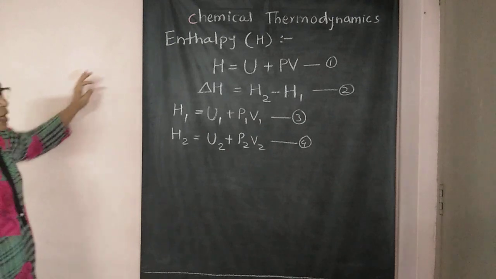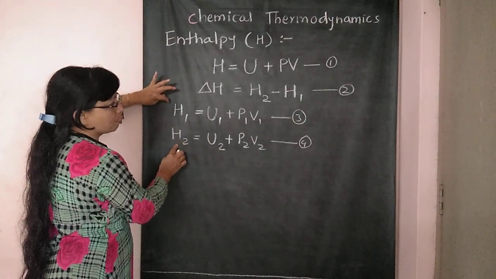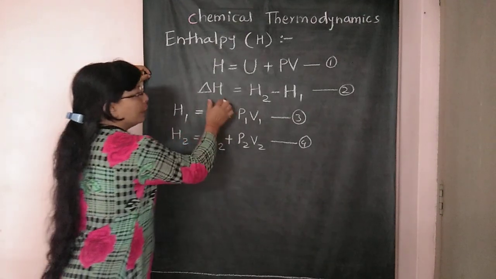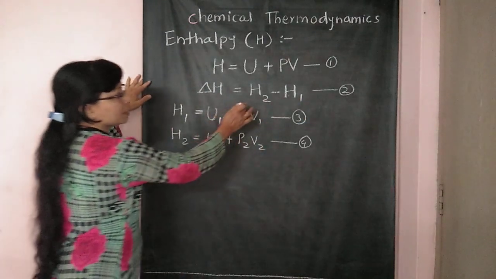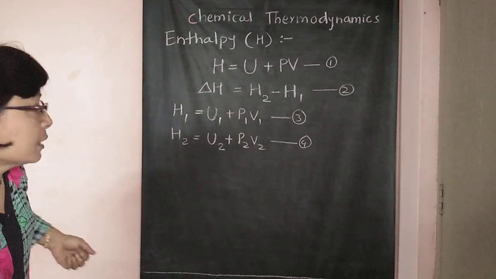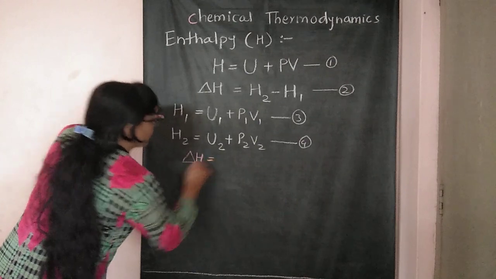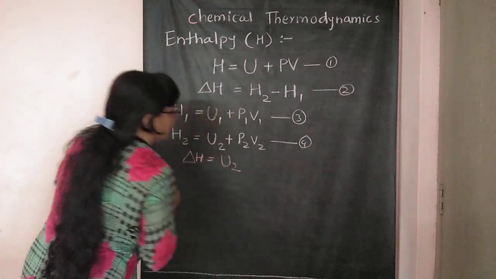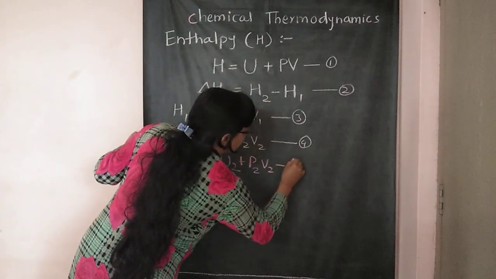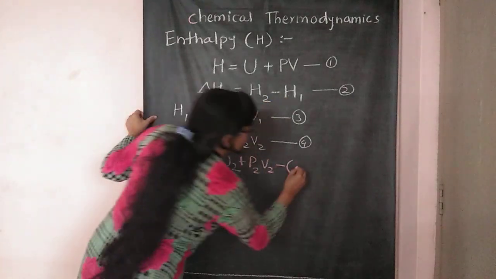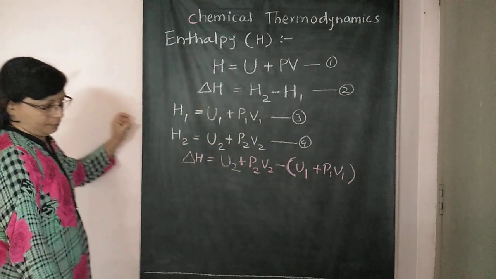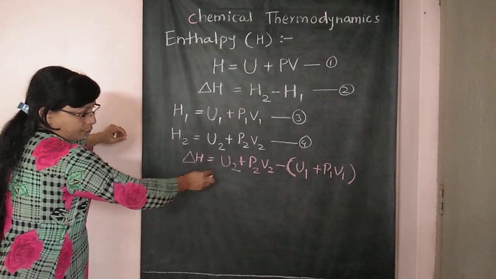Then substituting the values of H1 and H2 in equation 2. We just put the value of H2 in place of H2, and the value of H1 in place of H1. So we get delta H is equal to H2, that is U2 plus P2 V2, minus, in brackets, H1, that is U1 plus P1 V1. So we get this equation for delta H.